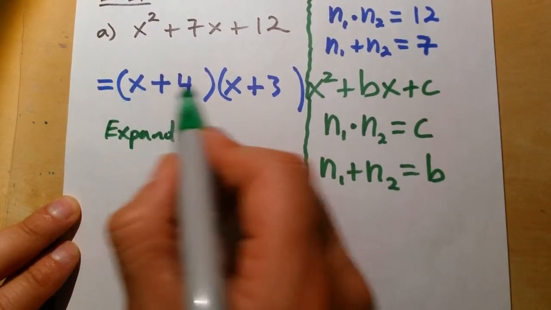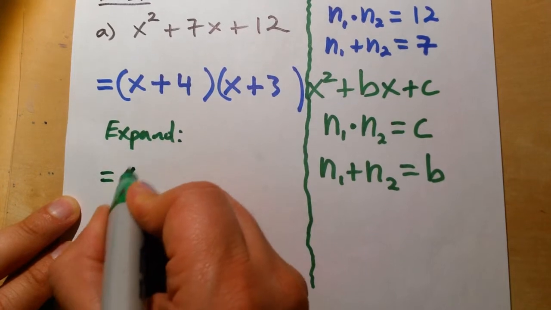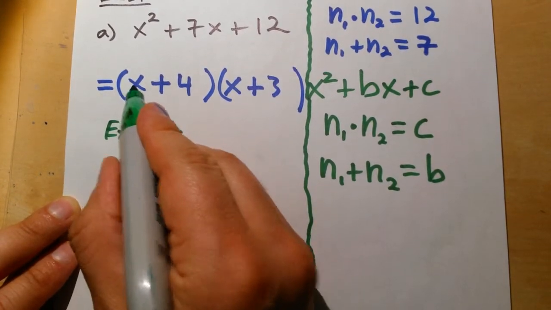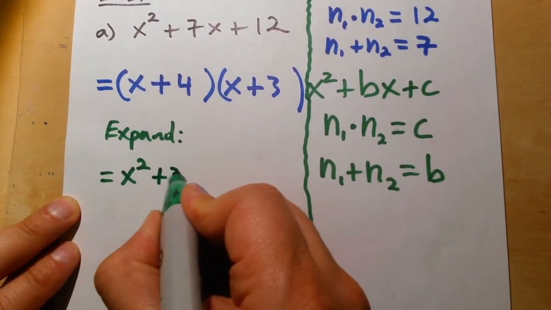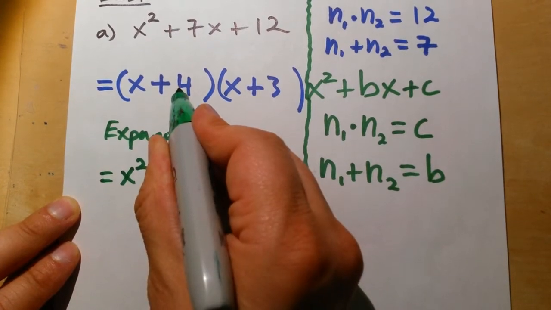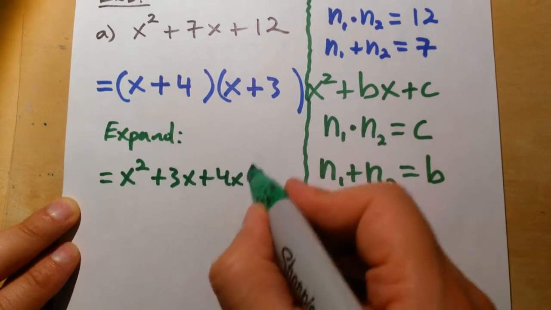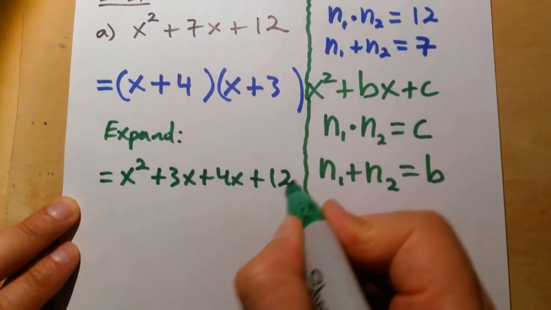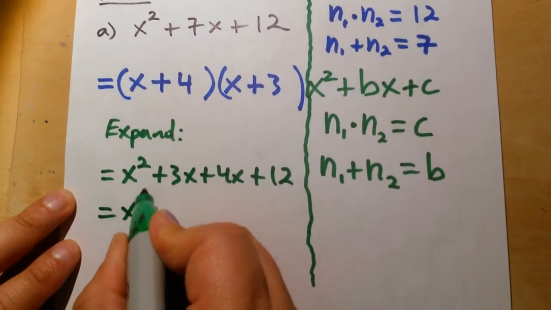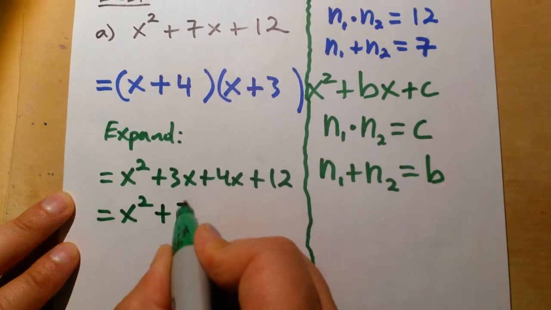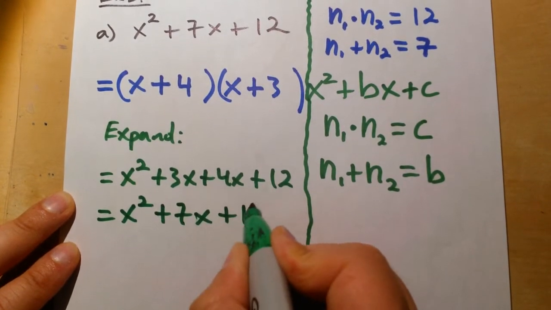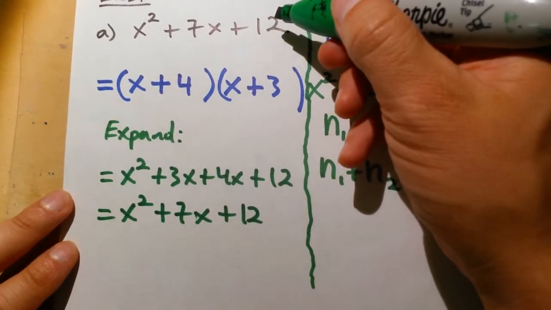That means we do x times x, x squared, right? X times 3, that gives us 3x. And now 4 times x, 4x, right? Plus times plus, plus 4 times 3, 12, right? Let's collect the like terms. X squared plus 7x plus 12.